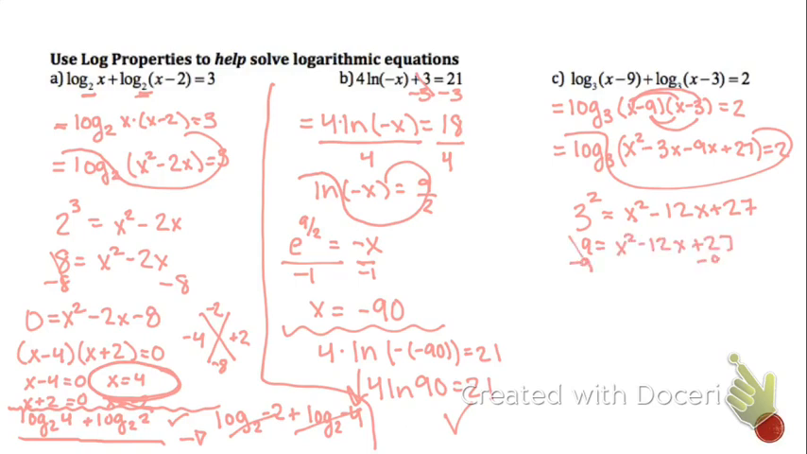Okay, and I want to make sure everything is on the same side of the equal sign. So I've got x squared minus 12x plus 18. All right, and now I need to plug it into the quadratic formula, if you remember. So I need to solve for x, and a way to do that is to plug it into the quadratic formula.